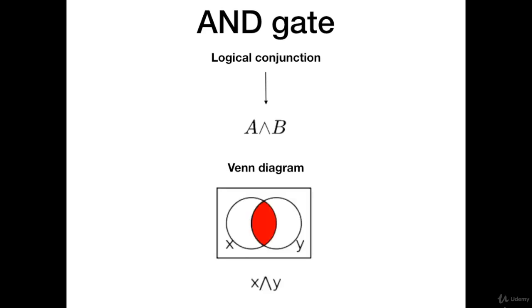The AND gate is a logical conjunction, meaning that the mathematical expression A and B is true if and only if A is true and B is true. The upside down V is the so-called truth functional operator. As a visual aid, I suggest taking a look at this Venn diagram. It shows that the X and Y circles rely on each other.